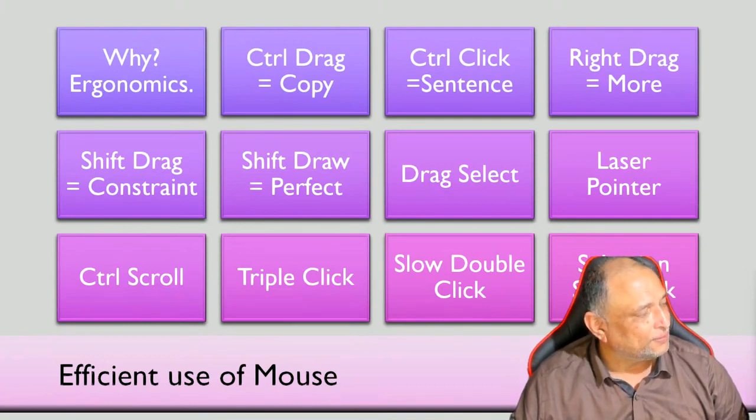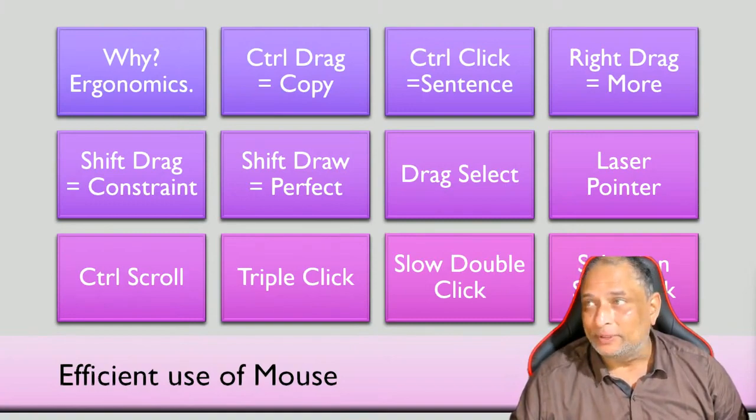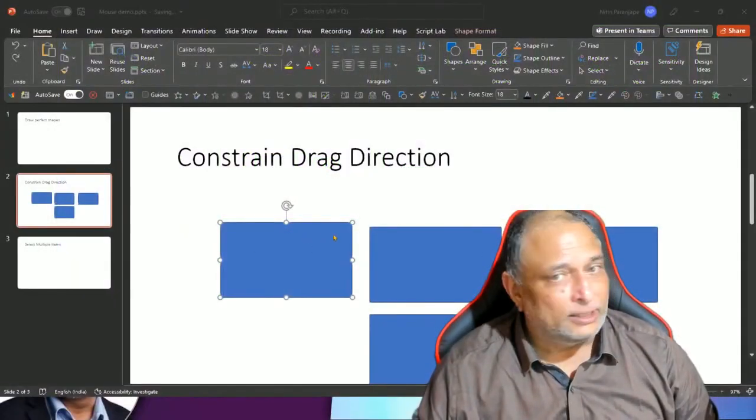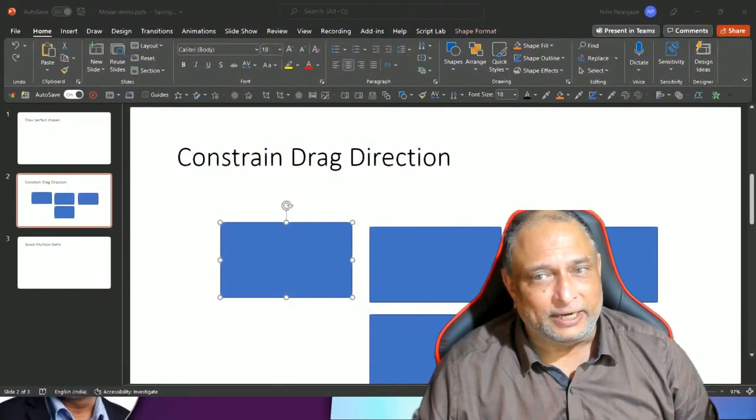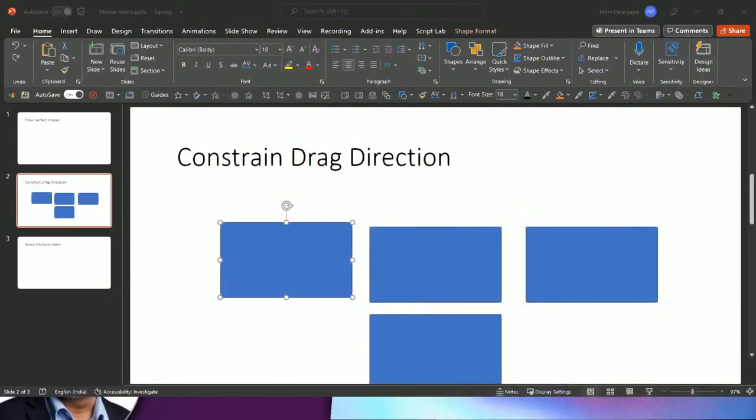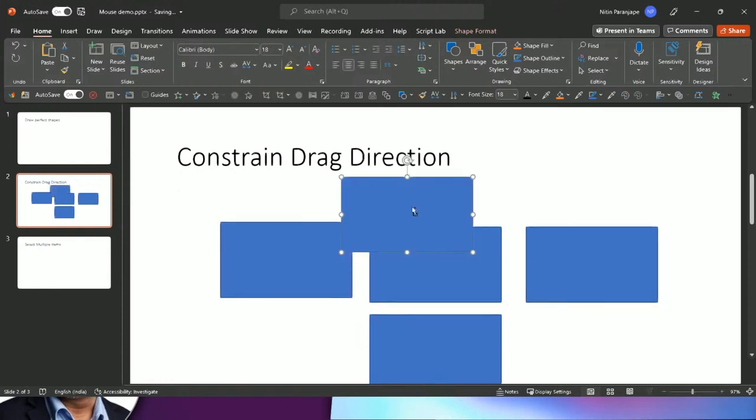The same thing works here in the thumbnail view as well. So let me change the screen. What am I saying here? You can actually use Control, and press Control to see the plus sign. And when you do that, you are actually duplicating it.